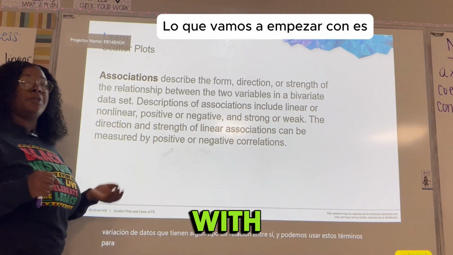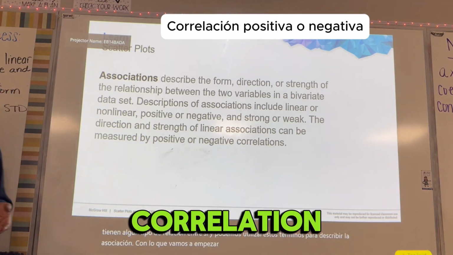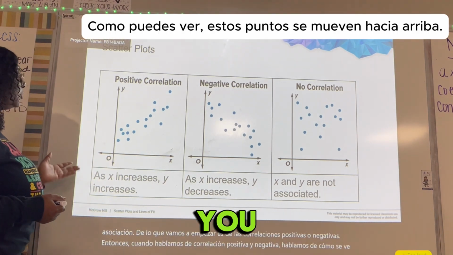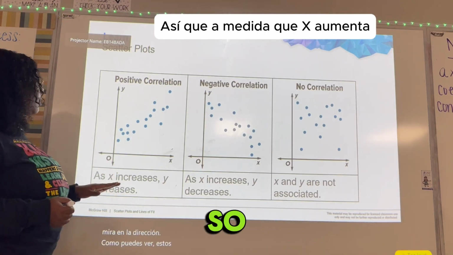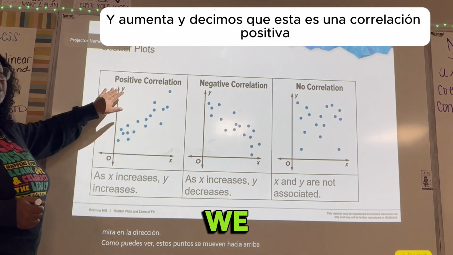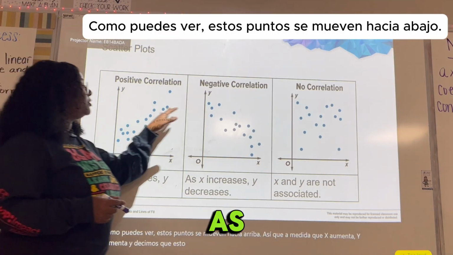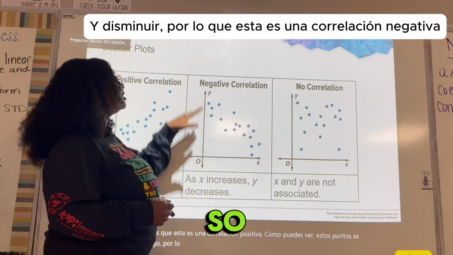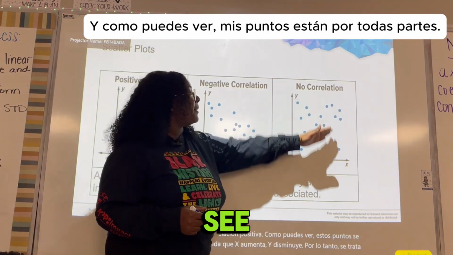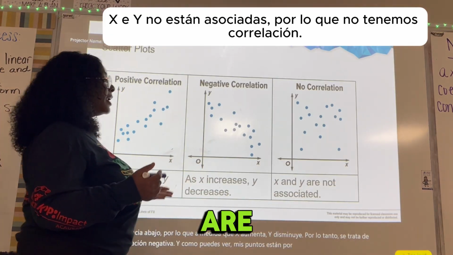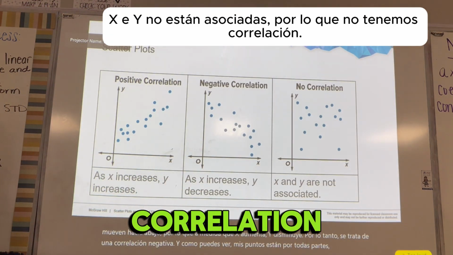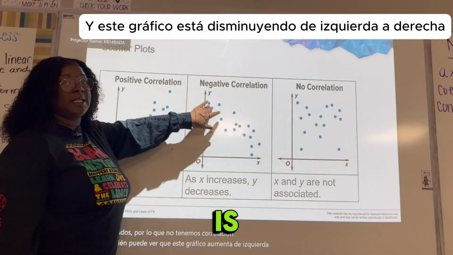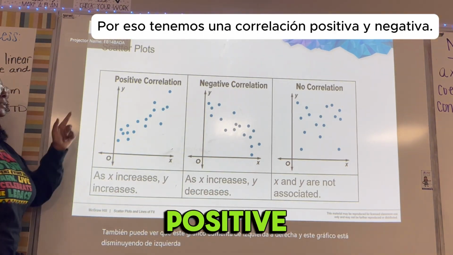What we are going to start off with is positive or negative correlation. In correlation, we talk about how the graph looks, the direction. As you can see, these dots are moving upward. So as x increases, y increases, and we say this is a positive correlation. As you can see, these dots are moving downward. So as x increases, y decreases. So this is a negative correlation. And as you can see, my points are all over the place. x and y are not associated, so we have no correlation. You can also see this graph increases from left to right, and this graph is decreasing from left to right. So that's why we have a positive and negative correlation.